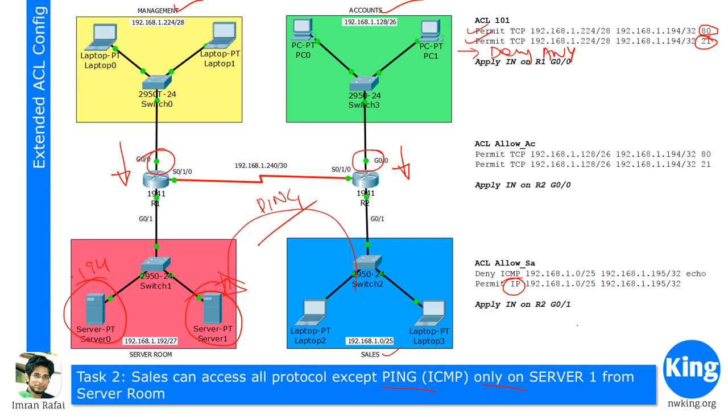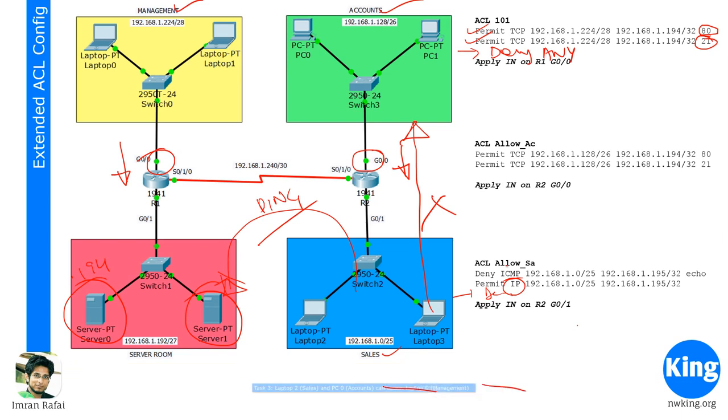Everything going from this network to this server, allow. Below that, there is an implicit deny. So if this computer tries to communicate here, it will not go through, because there is the third statement which implicitly says deny all other traffic. So that completes our task 2.